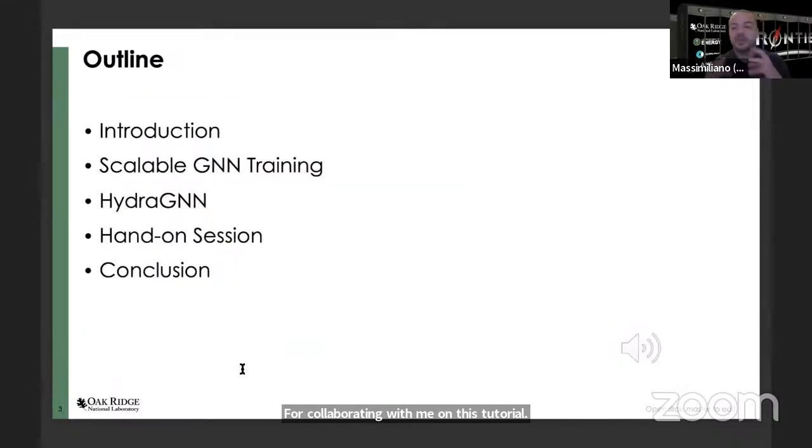At the beginning, we will give a brief introduction about the scientific motivations that led us to develop scalable graph neural networks on DOE leadership class supercomputing facilities. I will also provide some details about the specific type of scalability that we are going to focus on in this tutorial. Then we will dive deep into the technical details of HydraGNN, which is our Oak Ridge National Lab branded implementation of scalable multitask learning graph neural networks. We will illustrate examples of increasing level of difficulty to show how to use HydraGNN for your own applications at different degrees of scalability, and we will conclude with some remarks.